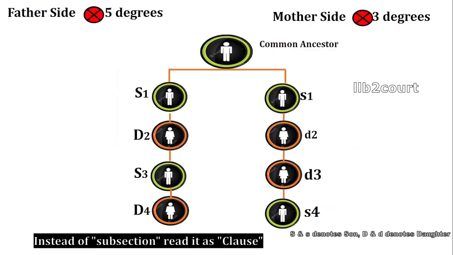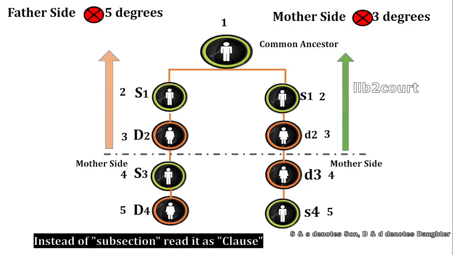So in another example, let's see here. Similarly, we will calculate the degrees, and now let's see whether S3 and D3 can get married or not. S3's mother is D2 and D3's mother is D2. So both are on the mother side. So on the mother side, Sapinda relationship extends until 3 degrees. So S3 and D3 fall outside Sapinda relationship, so they can get married.